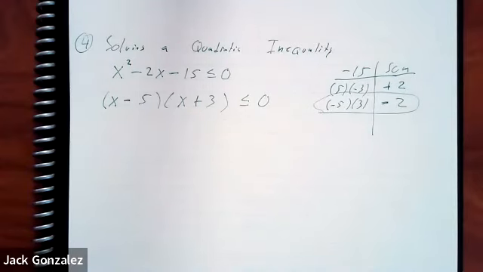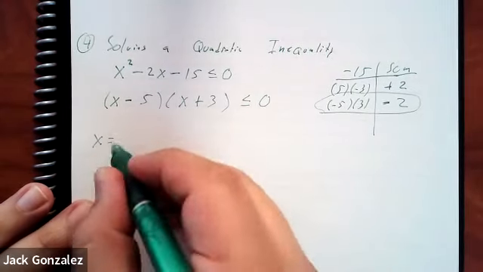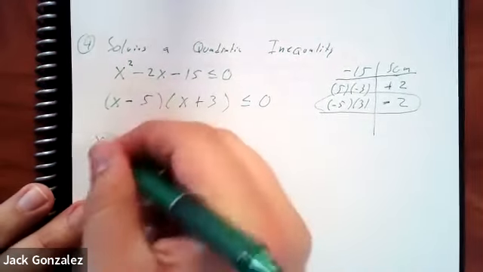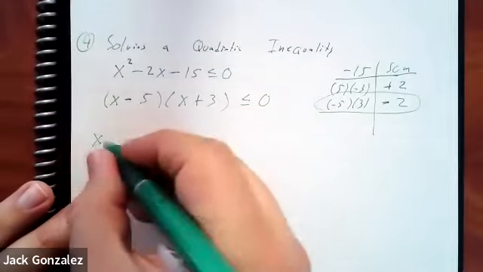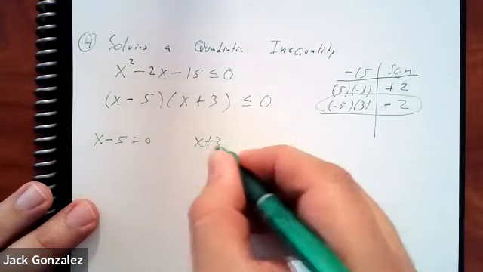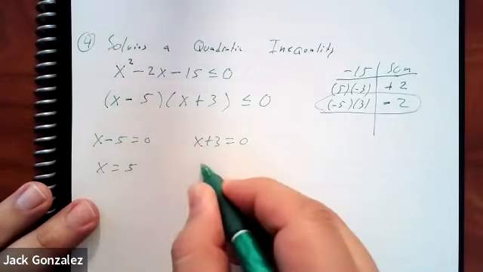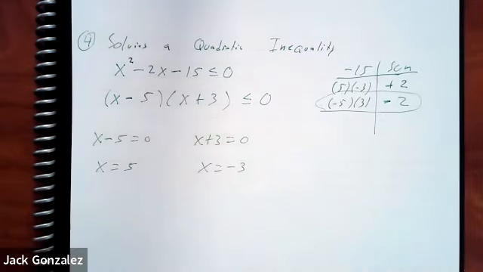So this is where it changes. Usually we go straight to here and say, all right, well, x minus 5 equals 0, x plus 3 equals 0. x equals 5, x equals -3.